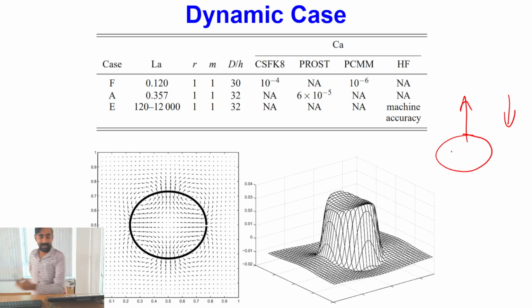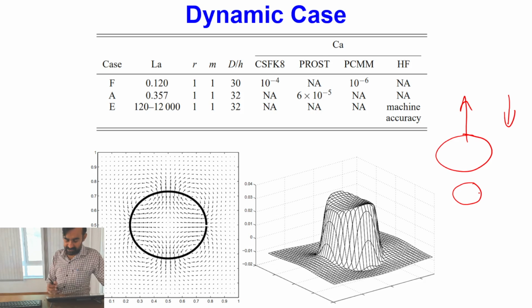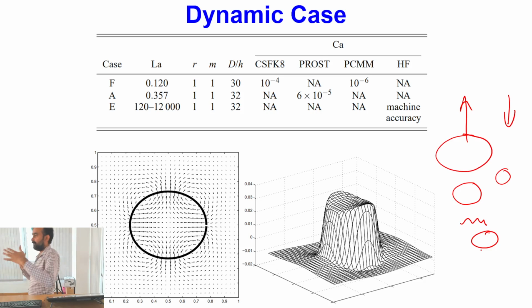And other than that, this is one of the dynamic cases, but one more advanced version of the dynamic case could be that while this drop or bubble is rising upward or falling downward, along with that it is also having some surface oscillations, because of which it is compacting, expanding, or even having some capillary waves which are traveling on its surface.